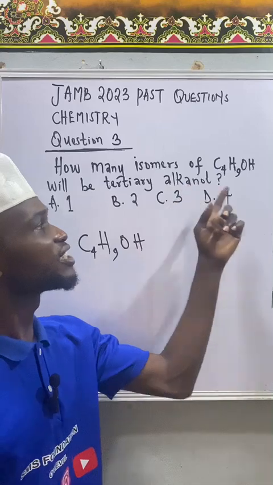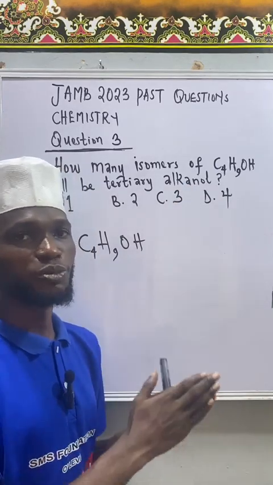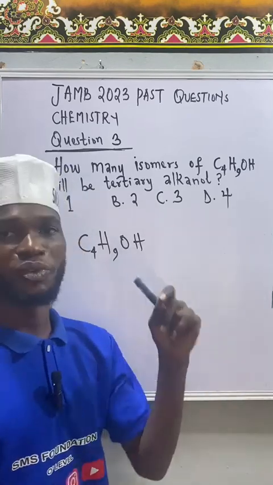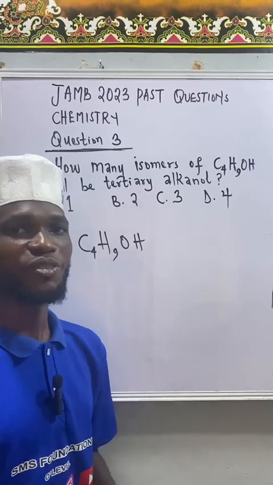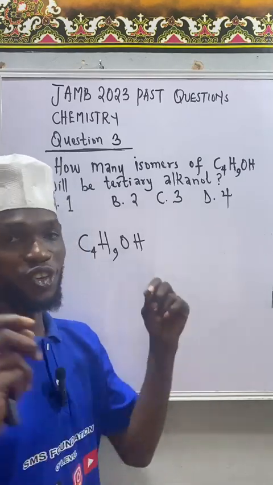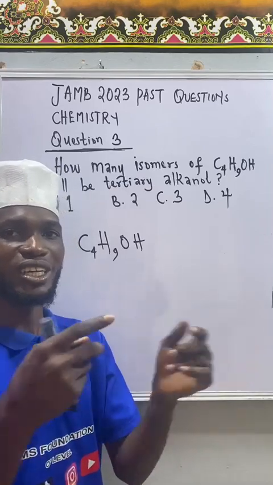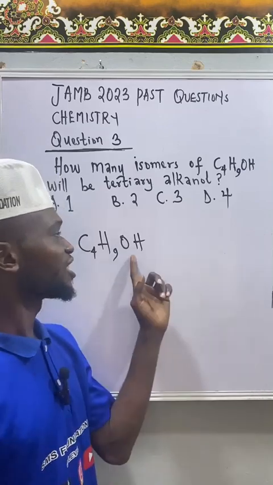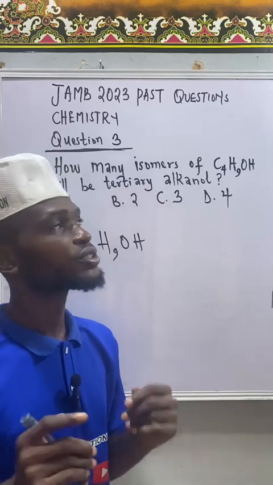Now, the second way of classifying alkanol is based on the number of alkyl groups present. If we have only 1 alkyl group in a particular alkanol, we call it primary alkanol. If we have 2, we call it secondary alkanol. If we have 3, we call it tertiary alkanol. Now, all of these alkyl groups must be attached to the carbon that is attached to the functional group, which is the hydroxyl group. Good.